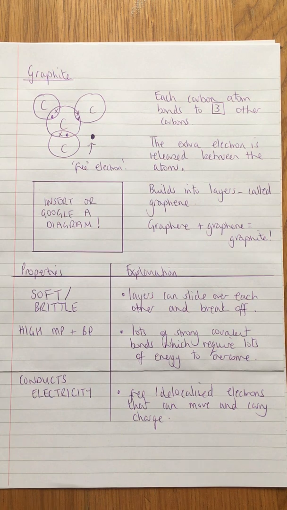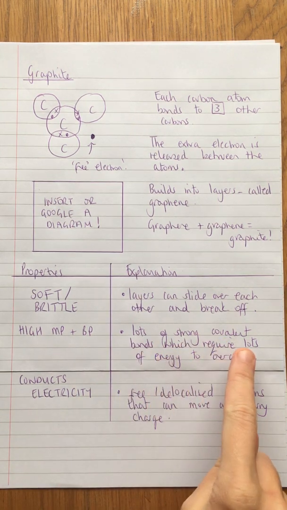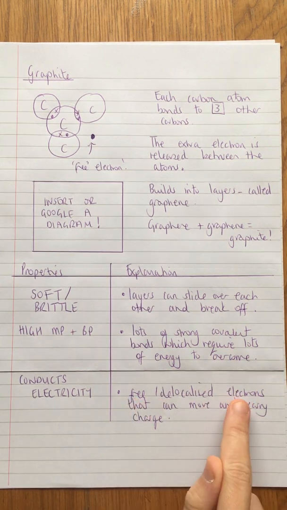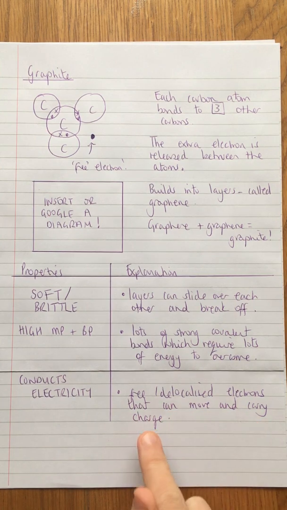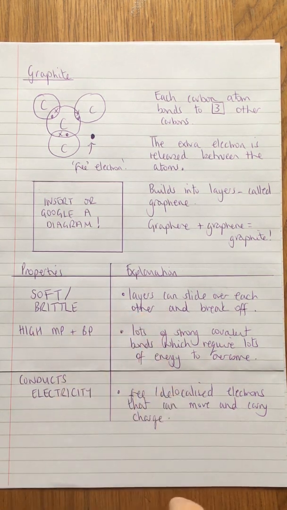You'll see that I've used repeating phrases. So for example, layers that can slide. That's really important. Layers, 1 mark, that can slide, 2 marks. Lots of strong, 1 mark, covalent bonds, which require lots of energy to overcome, 2 marks. Free electrons that can move and carry charge. You'll see that I've put that as well. If you just put free electrons, that would be worth 1 mark. If you say free electrons that can move and carry charge, that would be worth 2 marks. So everything I've written is worth 2 marks when I've put them on the explanations.